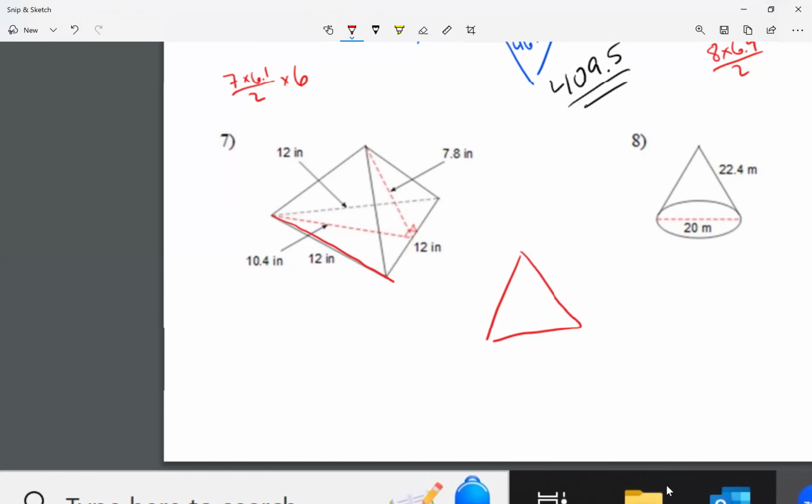Now, I highlighted just for you guys to see it, but I'm looking at this side that is 12 and this side that is 10.4 because they make a 90-degree angle. The reason I need those two measurements is because I have to go 12 times 10.4 divided by 2. That's going to be the area of my base. In this case, it happens to be 62.4.